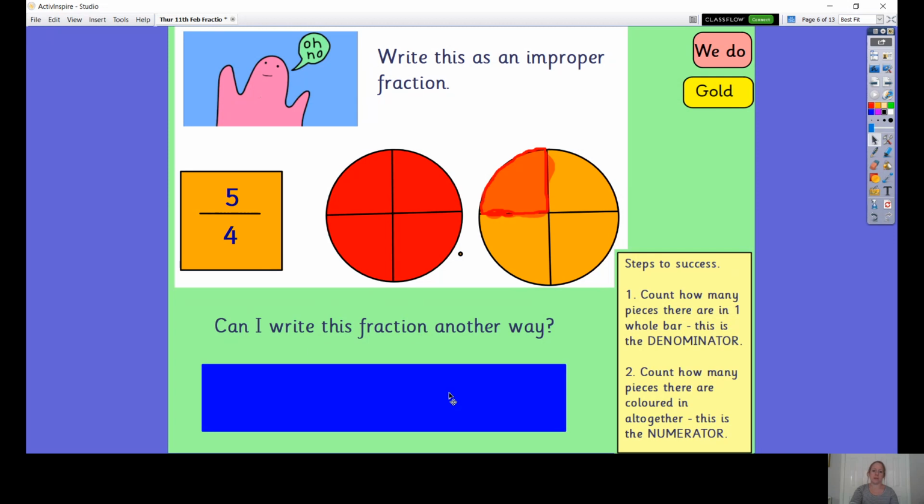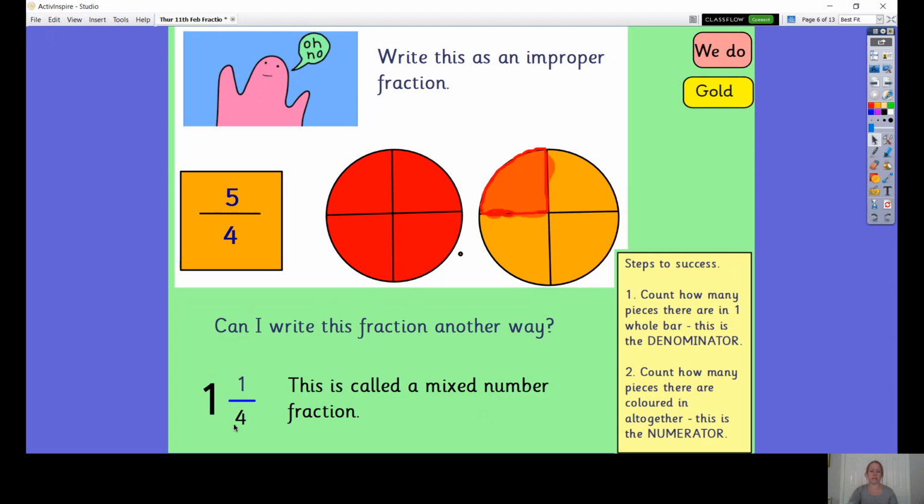Okay, so the other way that you can write the fraction is like this. So this is called a mixed number fraction. And what you do is you say how many whole ones are coloured in and then do the fractions on the other one. So I can see up here that 1 whole wheel is coloured in. Okay, so that's why I did a big number 1 there. So there's 1 whole wheel.